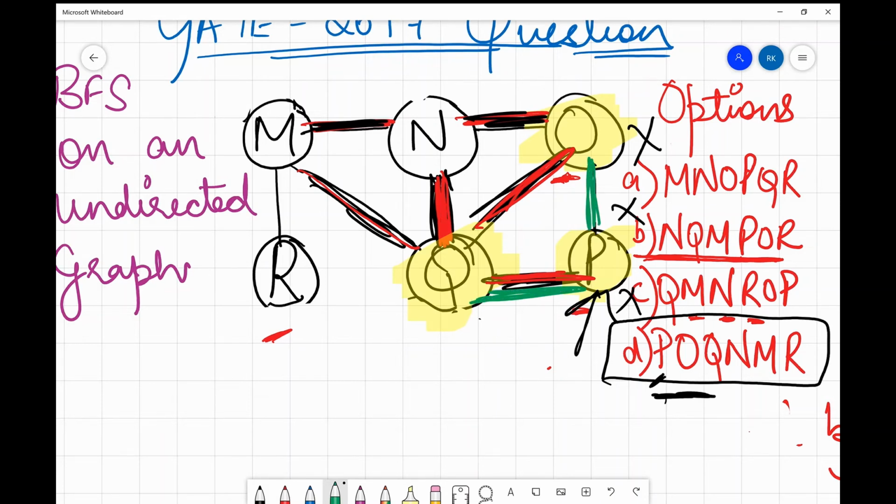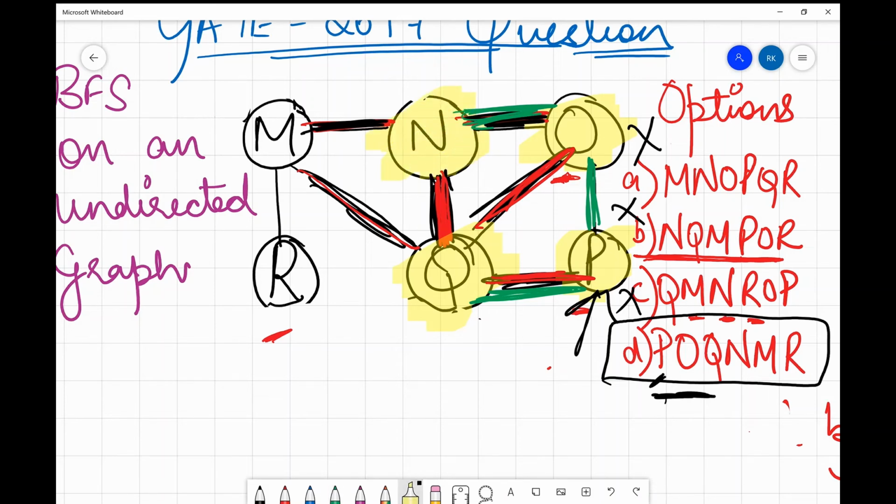Now, the next element is N. So we'll see if we are able to reach N. Can we reach N? Yes, we can reach it by using O. Now, why did I go through O's direction? Because I processed O first, right? So I need to go from that direction, but you can also go from the Q side. Doesn't matter. Now O had two neighbors, Q and N, but Q was already processed. So O had only one unvisited node left, which was N, which is now visited.